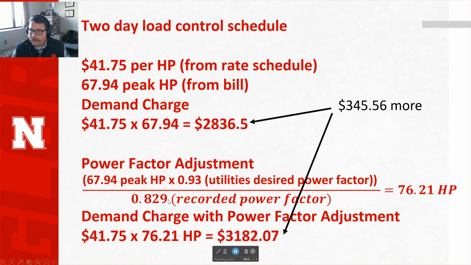Now, if you have a power factor below the 0.93, you're going to have this adjustment and you're going to have this added cost. If you have a capacitor in place and your power factor is above 0.93, this charge is already zero. So then it's just a matter of making sure that it's working. So you can look at your power factor. If it's below that minimum number, then you want to look at that.